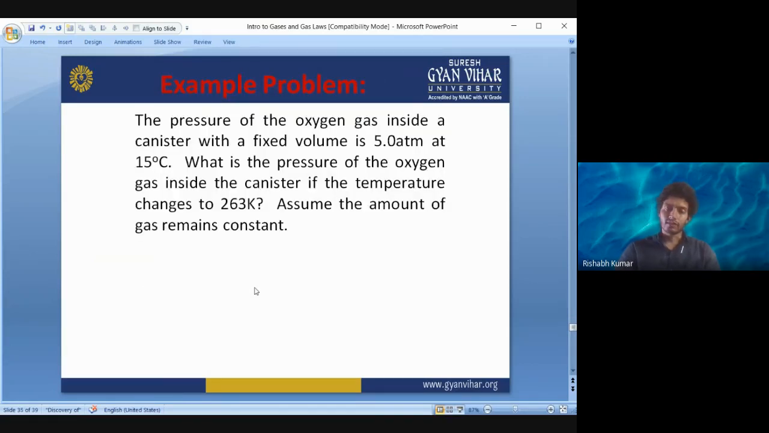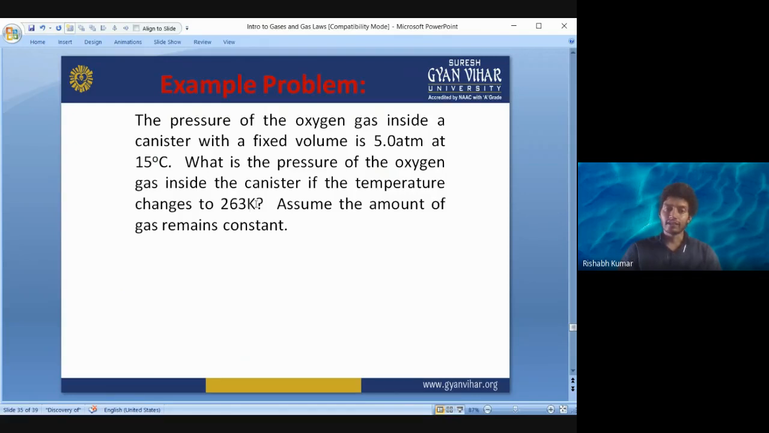Okay, so the pressure of the oxygen gas inside a canister with a fixed volume is 5 atmospheric pressure. Okay, एक फिक्स्ड वॉल्यूम का कैनिस्टर है, उसके अंदर ऑक्सीजन भरी है जिसका प्रेशर है फाइव एटमोस्फेरिक प्रेशर. अब कैनिस्टर है तो that will have a fixed volume, right, और टेम्परेचर कितना है 15 डिग्री सेल्सियस. What is the pressure of the oxygen gas inside the canister if the temperature changes to 263 Kelvin.